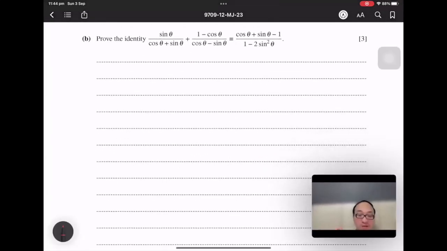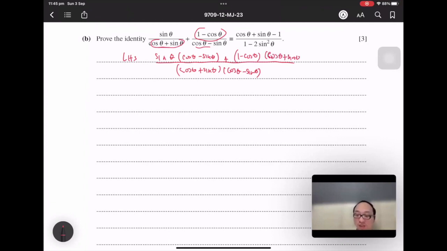B, prove the identity. So from the left hand side, we need to make the denominator the same. So we multiply: sin theta times (cos theta minus sin theta) over (cos theta plus sin theta)(cos theta minus sin theta), plus this one multiplied by this one, (1 minus cos theta) plus sin theta.